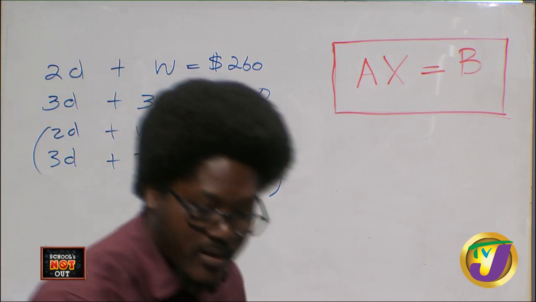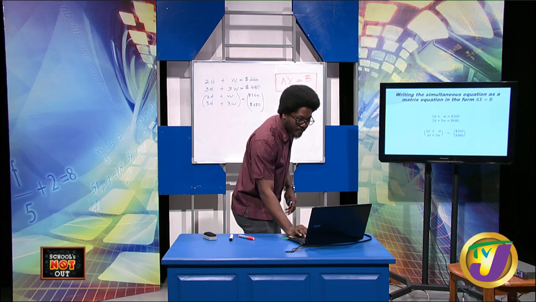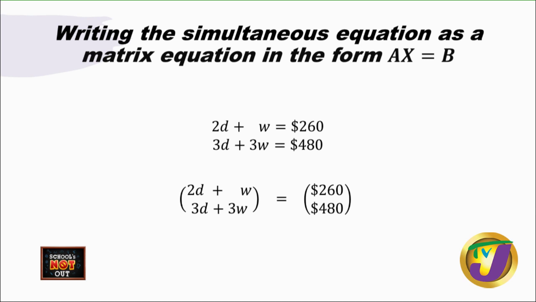All right, so let's get back to this presentation. All right, and that's what you would see on your screen now. 2D plus W equal to 260. And 3D plus 3W equal to 480. And that's our first step in getting it into matrix form.